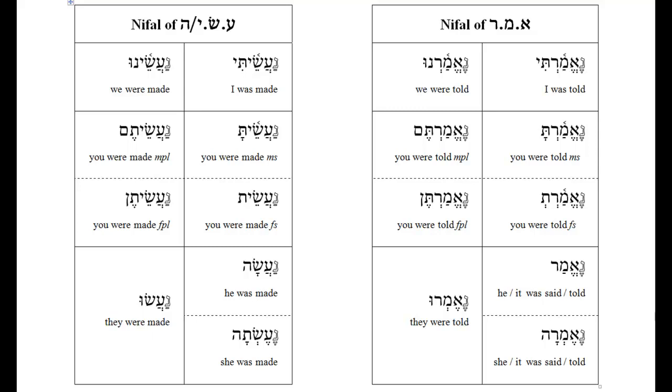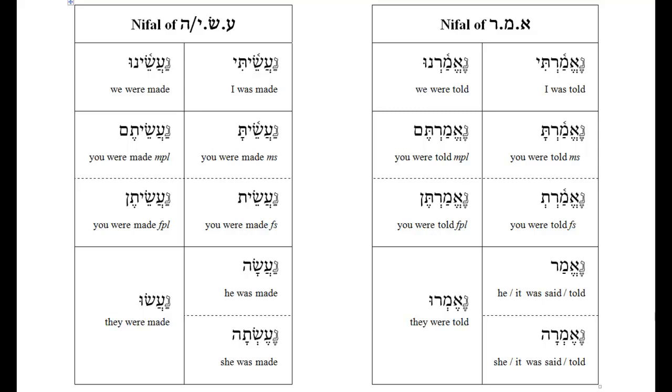Now for a first aleph verb, amar: ne'emarti, ne'emarta, ne'emart, ne'emar, ne'emra, ne'emarnu, ne'emartem, ne'emarten, ne'emru.